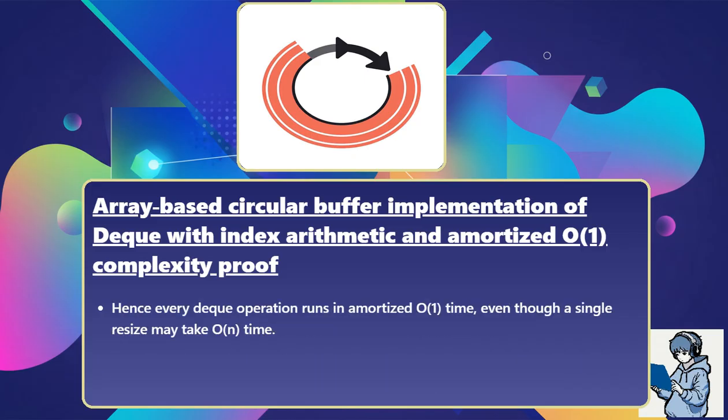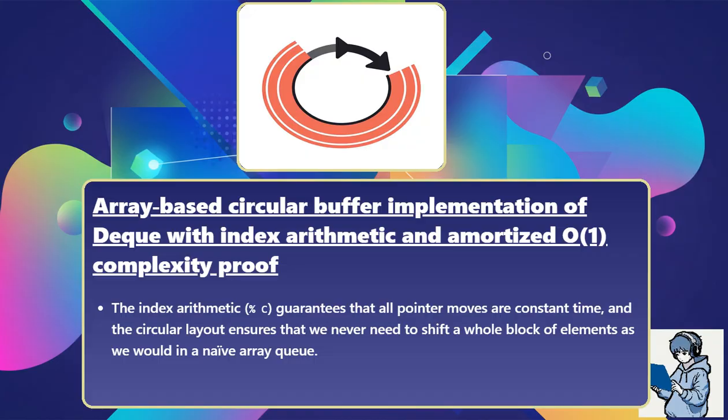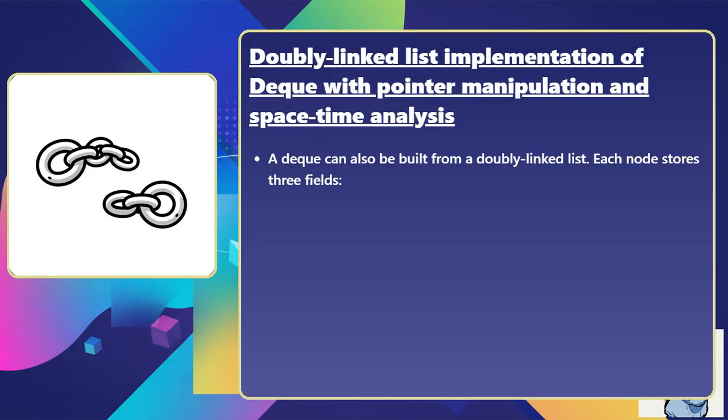Hence, every deque operation runs in amortized O(1) time, even though a single resize may take O(n) time. The index arithmetic modulo C guarantees that all pointer moves are constant time, and the circular layout ensures that we never need to shift a whole block of elements, as we would in a naive array queue. A deque can also be built from a doubly linked list.